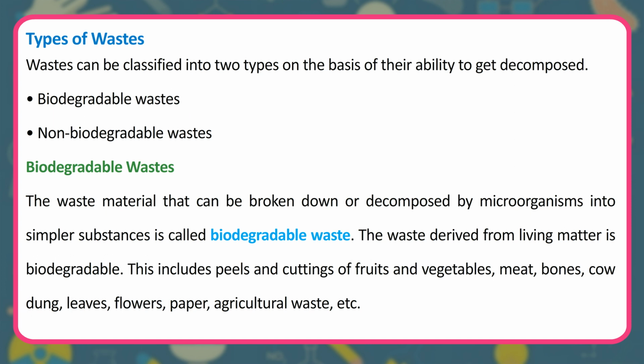Types of wastes. Wastes can be classified into two types on the basis of their ability to get decomposed: biodegradable wastes and non-biodegradable wastes. Biodegradable wastes. The waste material that can be broken down or decomposed by microorganisms into simpler substances is called biodegradable waste. The waste derived from living matter is biodegradable. This includes peels and cuttings of fruits and vegetables, meat, bones, cow dung, leaves, flowers, paper, agricultural waste, etc.